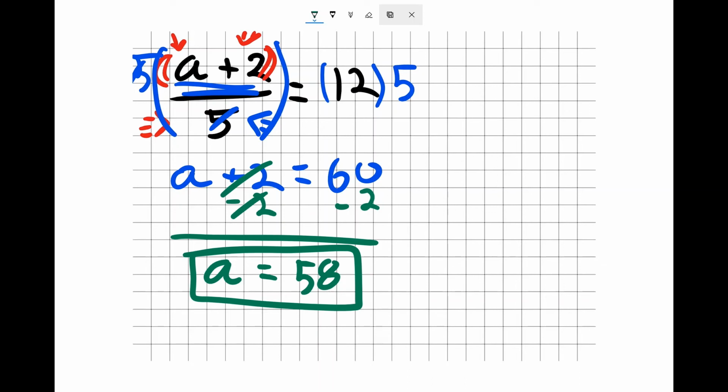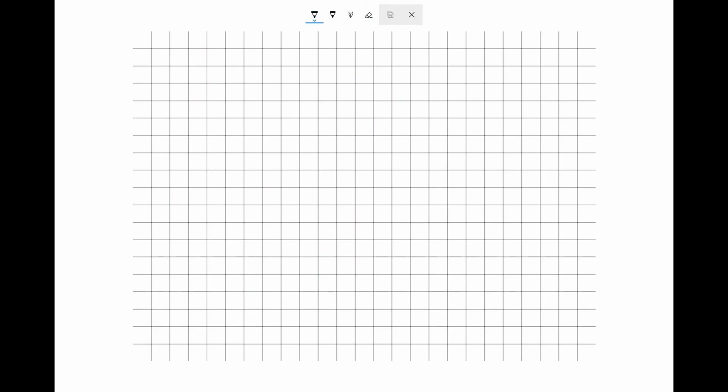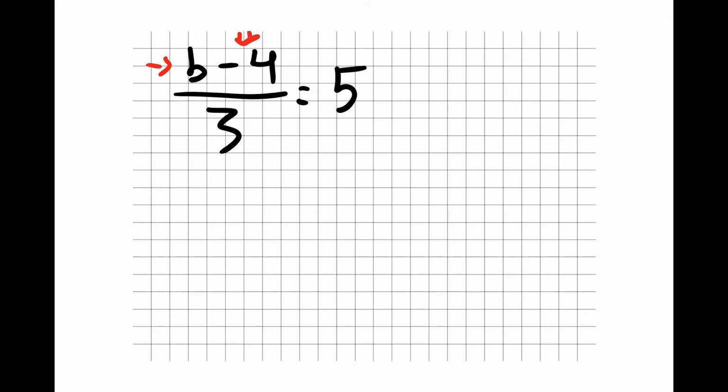Let's do one more example involving division. Let's say we have b minus 4 over 3 is going to equal 5. Let's use a different number. Okay? Once again, we have a single variable over here. We have our minus over here. And we have this 3 over here that's dividing.